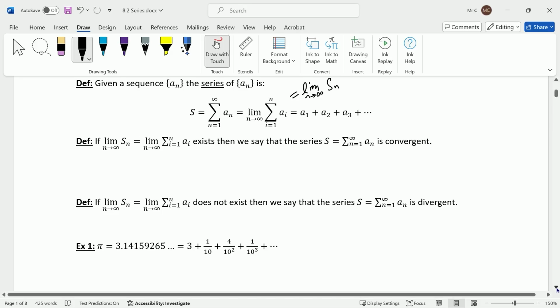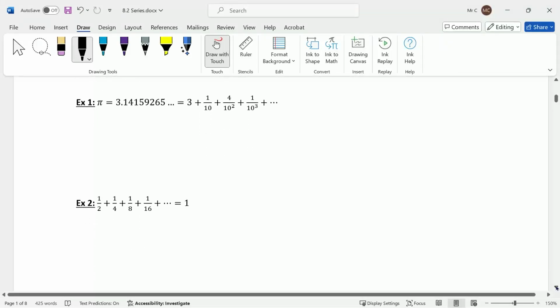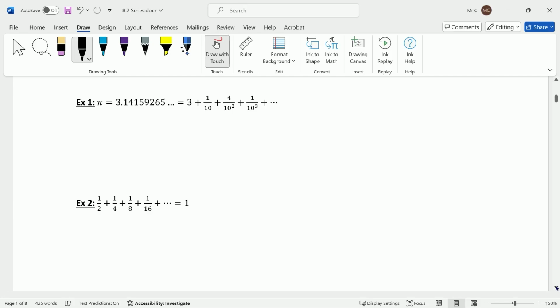All right, so let's take a look at some examples here. This is just to introduce you to some things that you've already seen before but may not have thought of in this terminology yet, so we can tie this notation all together.